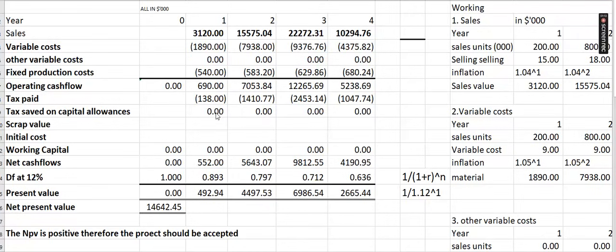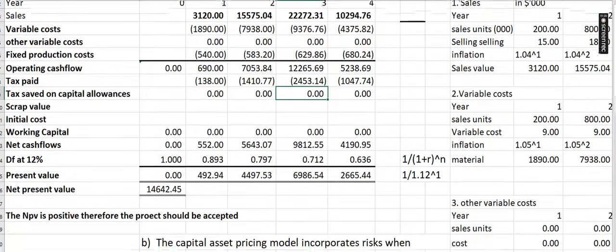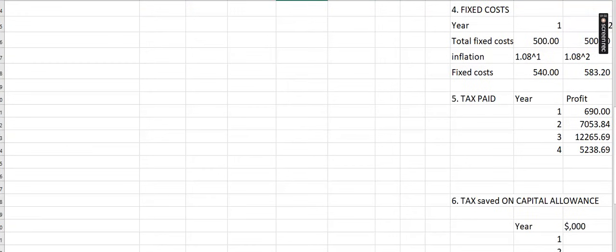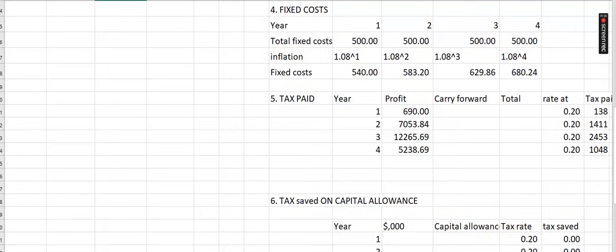Okay, thanks. So remember in capital appraisal, we don't allow depreciation. Because we don't allow depreciation, the only thing we allow is tax saved on depreciation, or tax saved on capital allowance. So how do we calculate it? Let's go to a working on the tax saved on capital allowance.